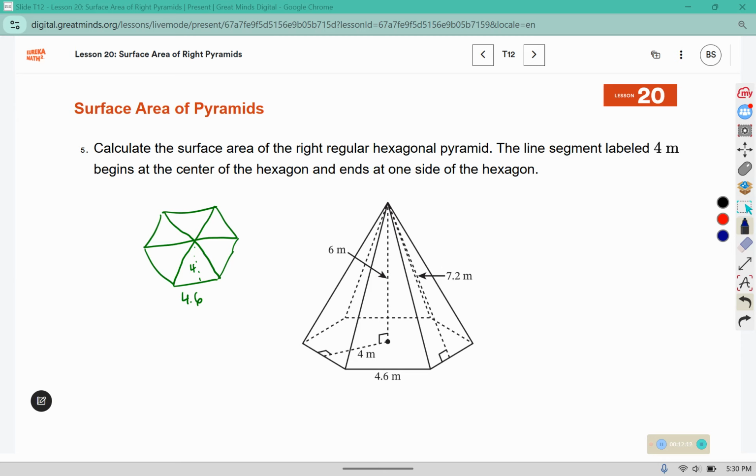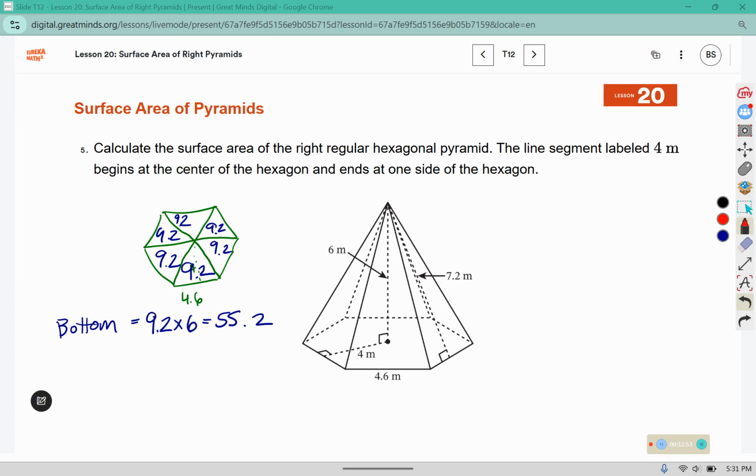So half of 4.6 would be 2.3, then times that by 4, meaning each little section of that hexagon is 9.2, and we have 6 of them. So the area of the base is 55.2.